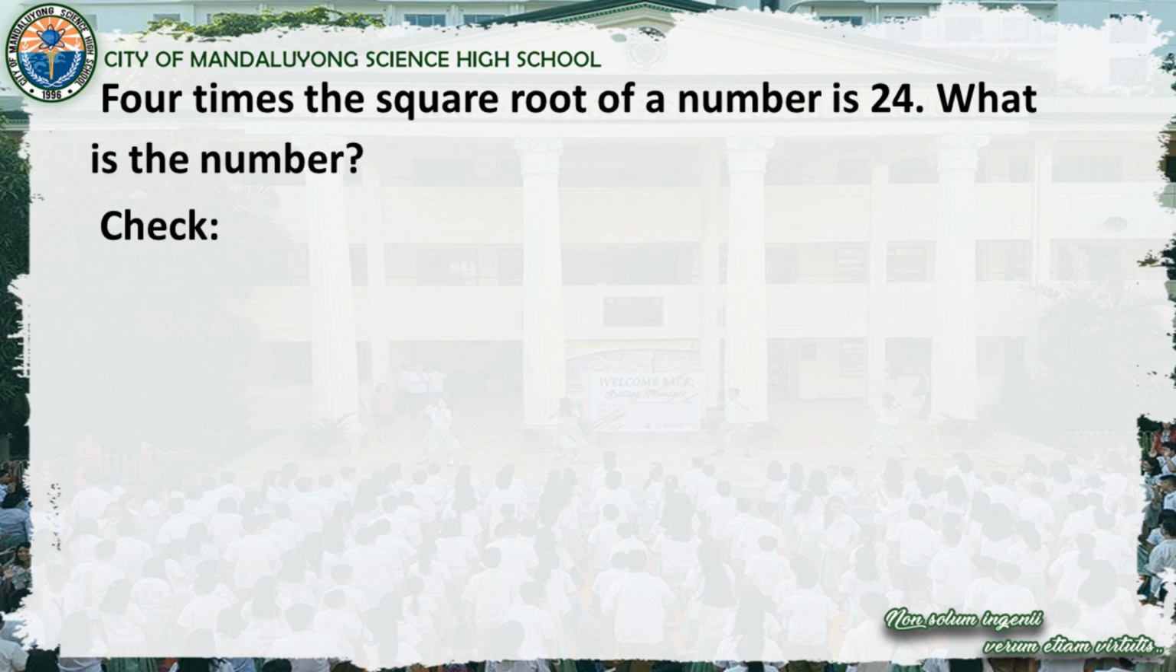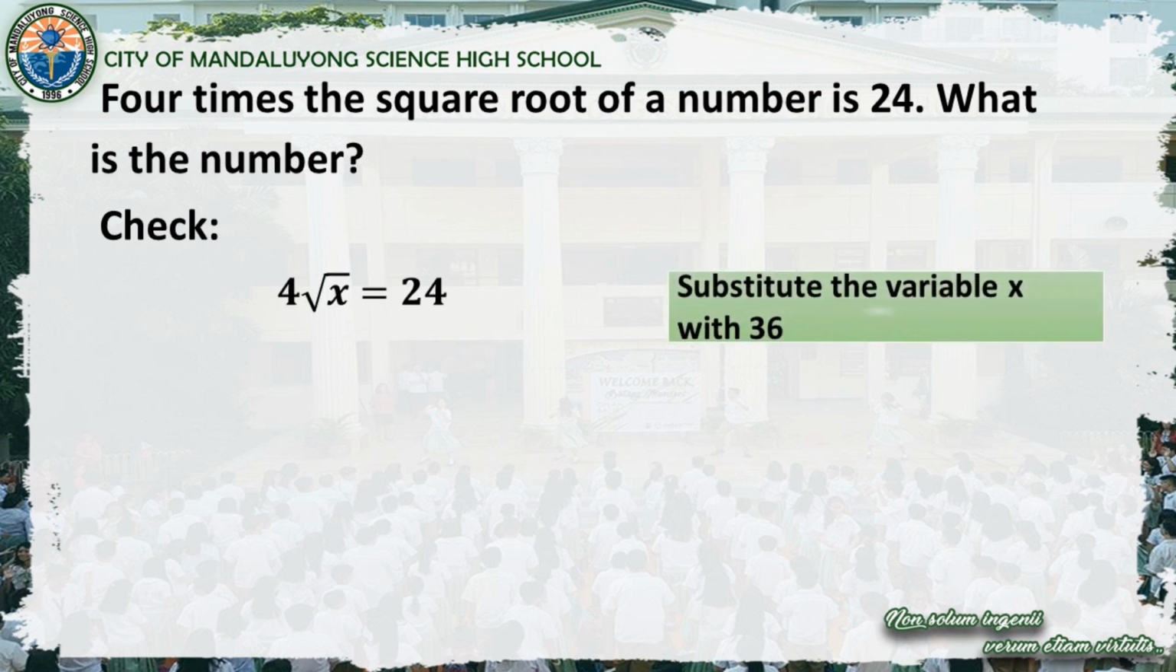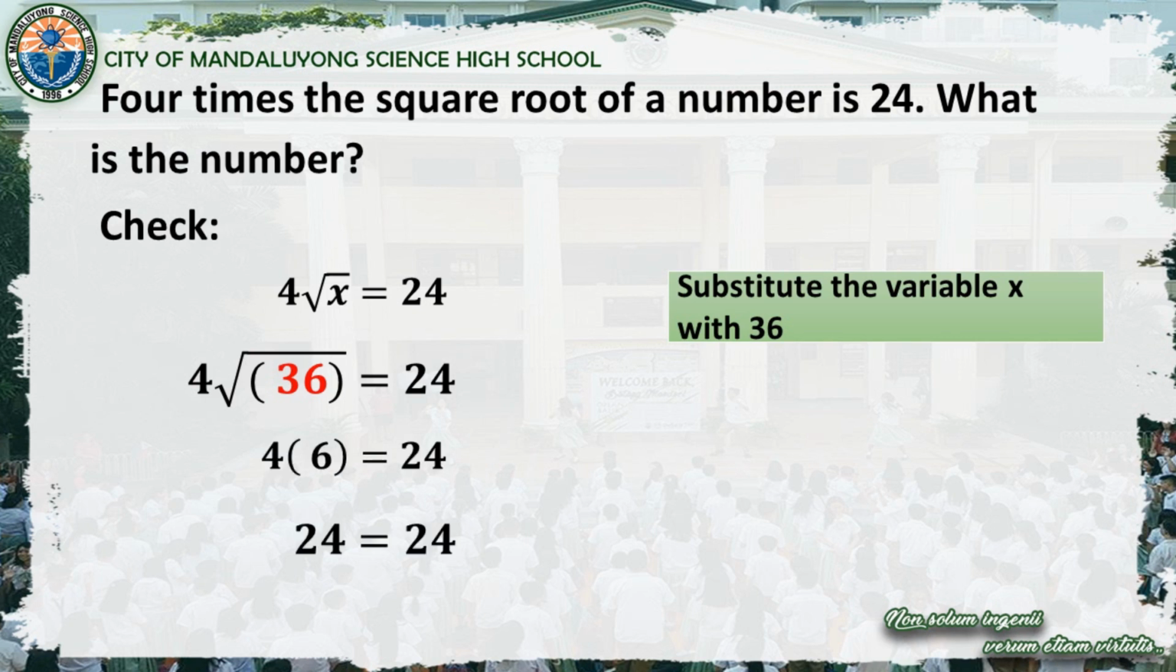So again, checking, go back with your working equation, just substitute your variable x with 36, and then so we have 4 times the square root of 36 is 24. Getting the square root of 36, we have 6, and then times 4 is 24, and then 24 is equal to 24, meaning our answer is right, meaning the only number that satisfies this problem is 36.